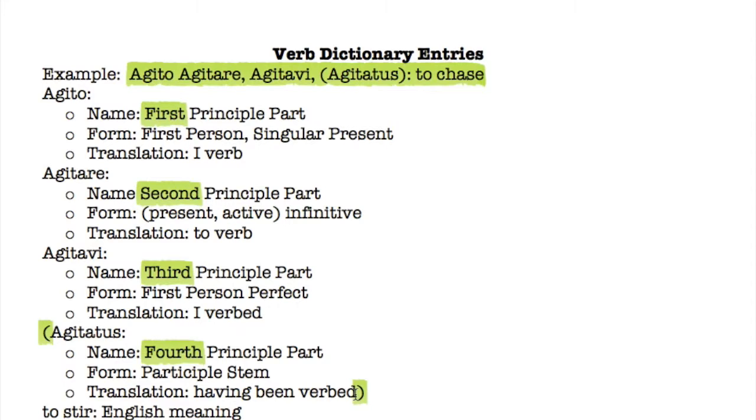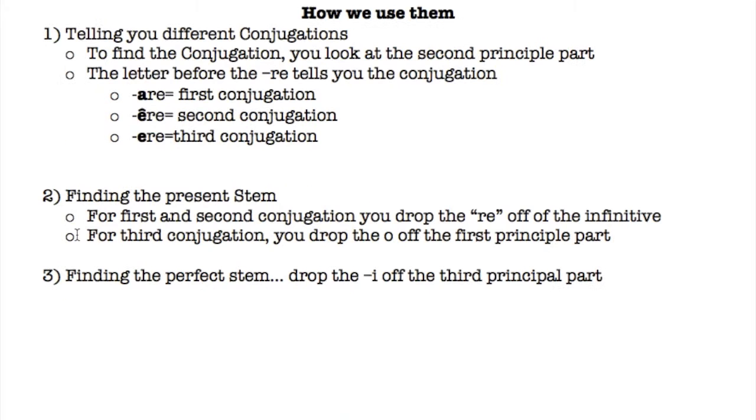Okay, I also have the forms here so that you can see what they're called. The only one I really want you to make sure you know, though, is that this is called the present active infinitive. Go ahead and put a star by that in your notes. We're going to call agitare the second principal part, or we're going to call it the infinitive. Okay, so when we look up the word, again, this is what we're going to see. Let's talk about how we use it.